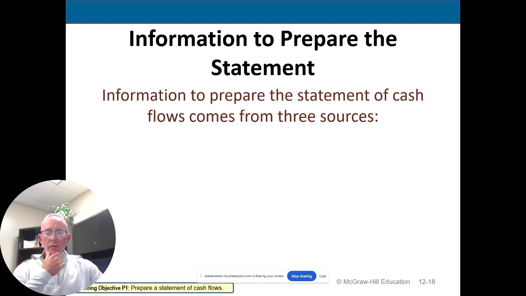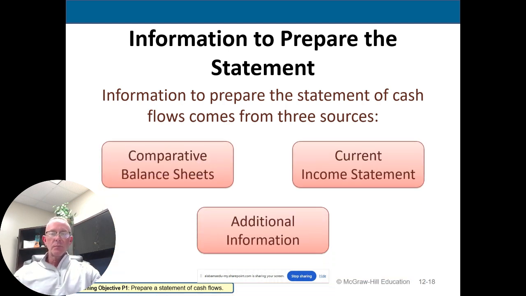All right, so let's continue on. The information to prepare the statement of cash flows is going to come from three sources. It's what we already have: our comparative balance sheets, the current income statement, and any additional information that we may have. Okay, statement of retained earnings, notes, ledger accounts, anything else we have.